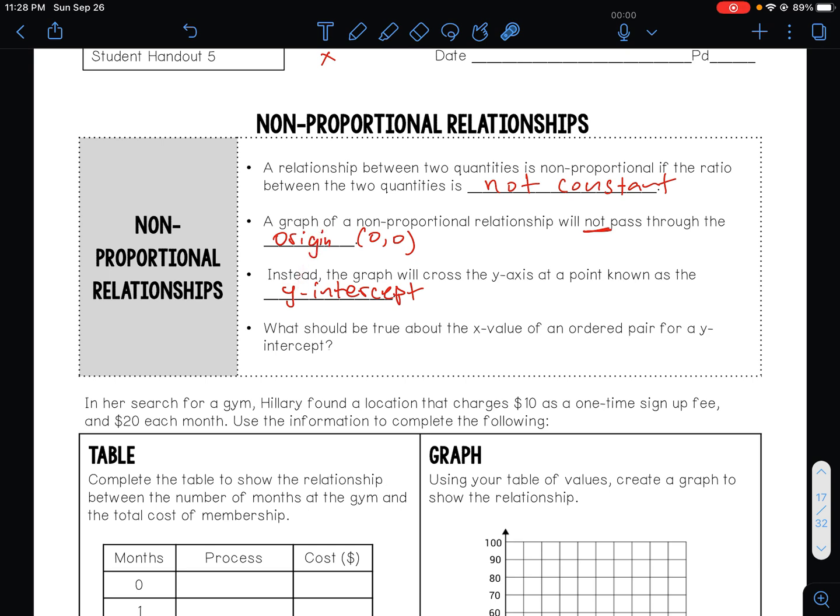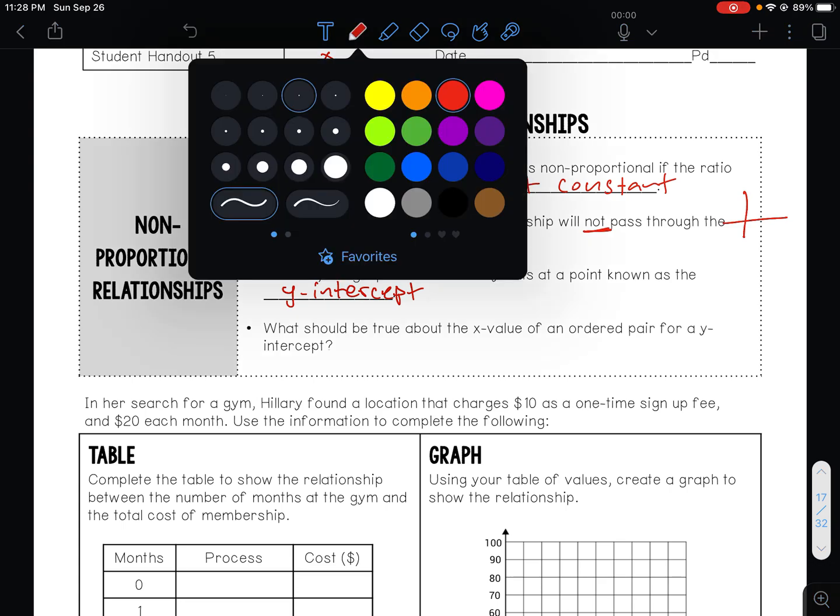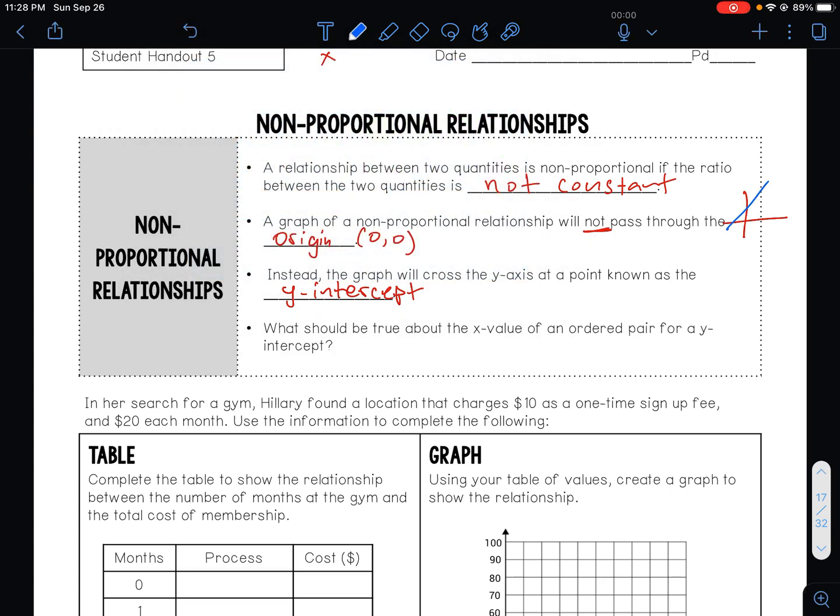They talk about in a non-proportional relationship, the line does not pass through the origin. So in a graph like this, remember this is the origin right there, it's the center. So in a non-proportional relationship, if you have a line, it'll start looking like that. Notice it does not cross the origin, which is in the center. It starts off right there. This would be called the Y-intercept. So they have a question. What should be true about the x value of an ordered pair for a Y-intercept?